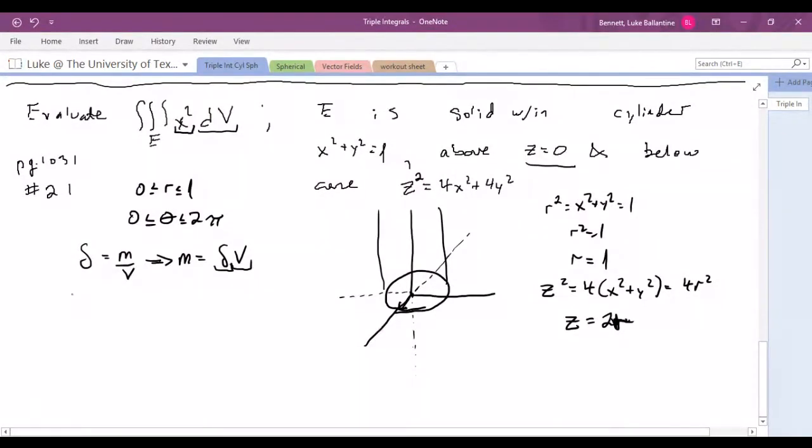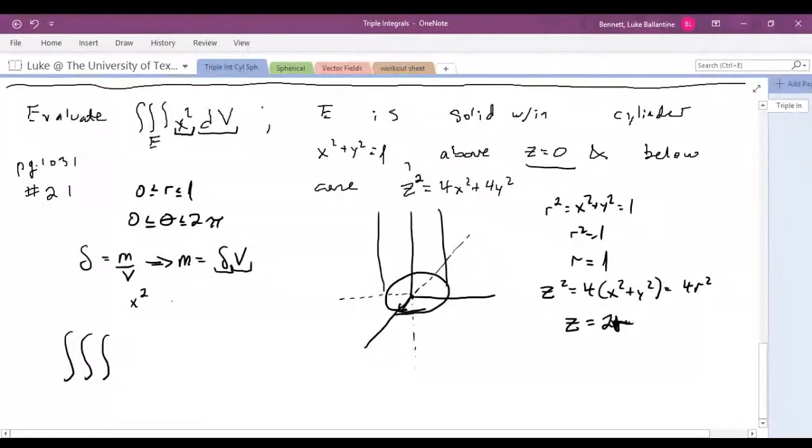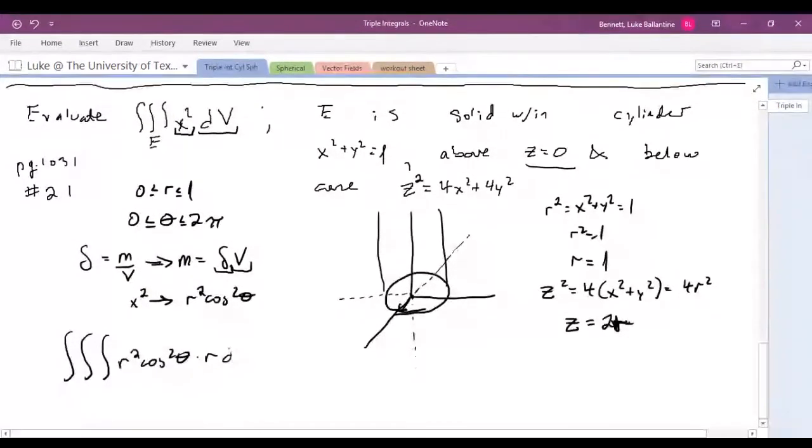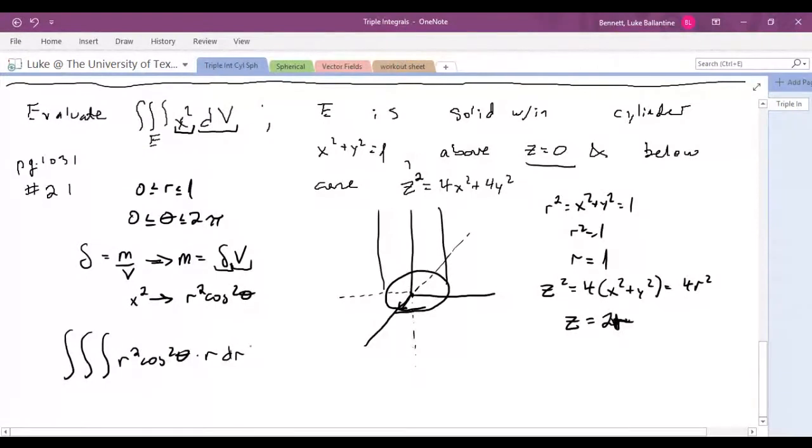Okay, so let's go ahead and build this cylindrical integral. x squared in cylindrical turns into r squared cosine squared theta. So we have r squared cosine squared theta, and dV turns into r dr. Let's do dz first, because this is in terms of r. Then we can do dr d theta.